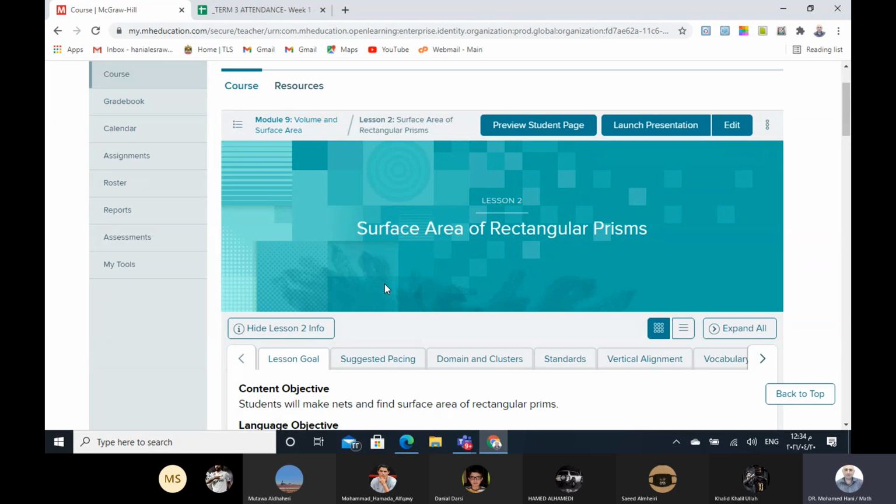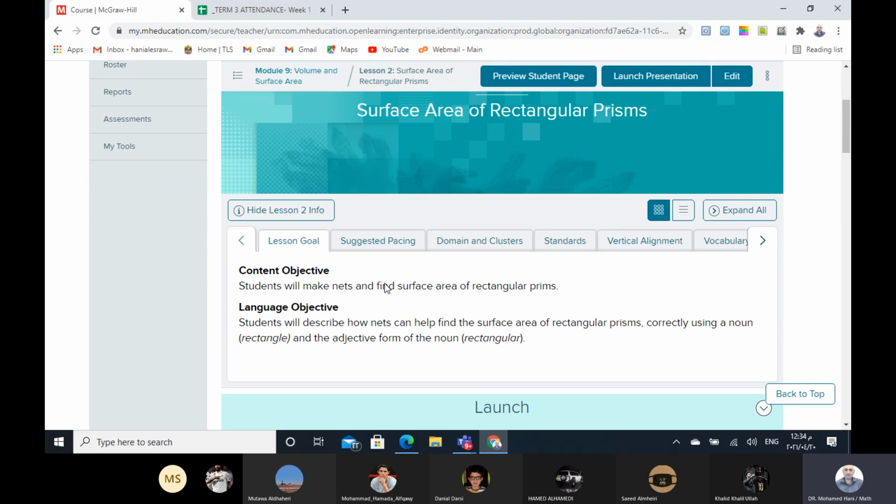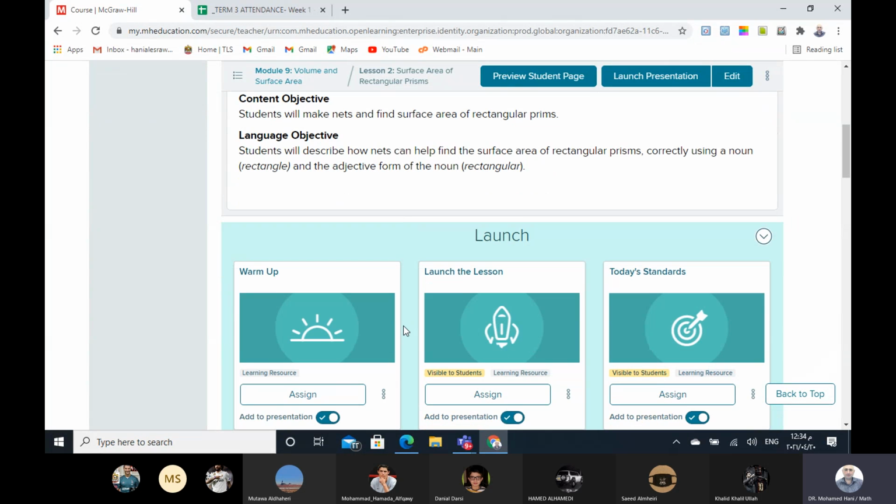Math grade 6. We are in module 9, volume and surface area. Today we have the second one, surface area of rectangular prisms. In this lesson we want to know what the meaning of the net is and how to make nets and find the surface area of a rectangular prism.